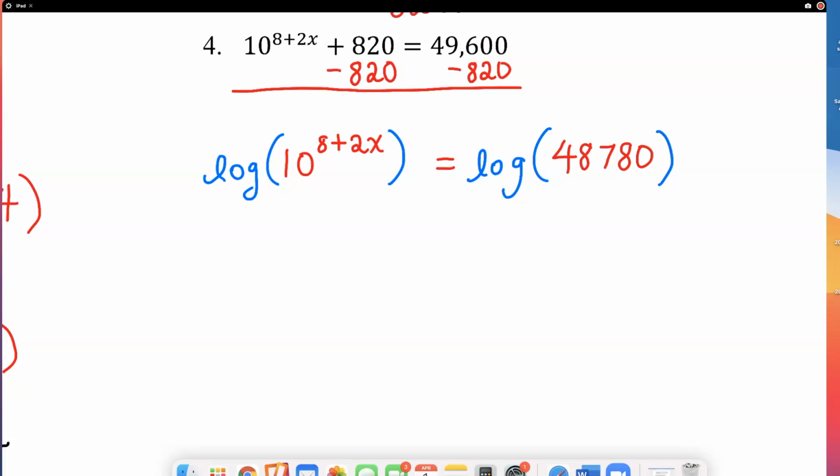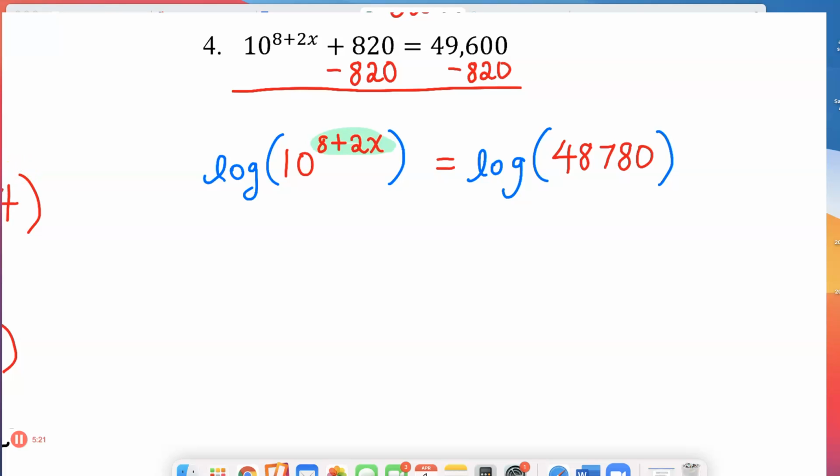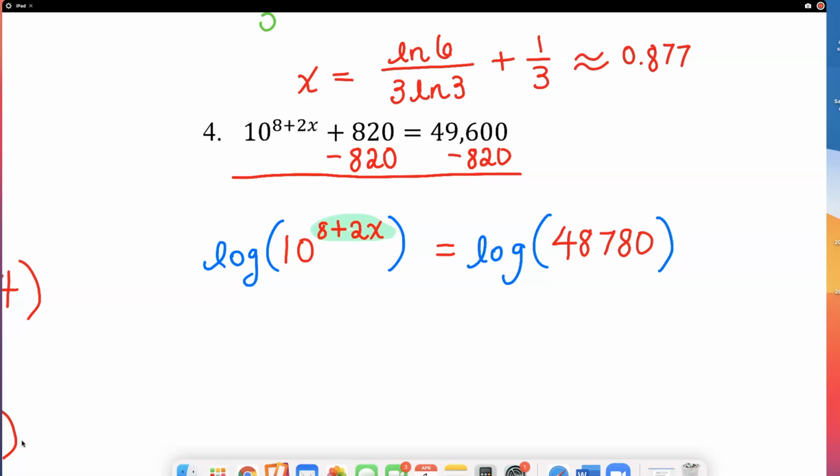All right, so take a look. The reason we take log of both sides is so that we can bring this exponent down using the power property of logarithm. So that 8 plus 2x will come down in front of that log. So let's write it. Parenthesis, 8 plus 2x, and then that's getting multiplied by what? That's getting multiplied by log 10.